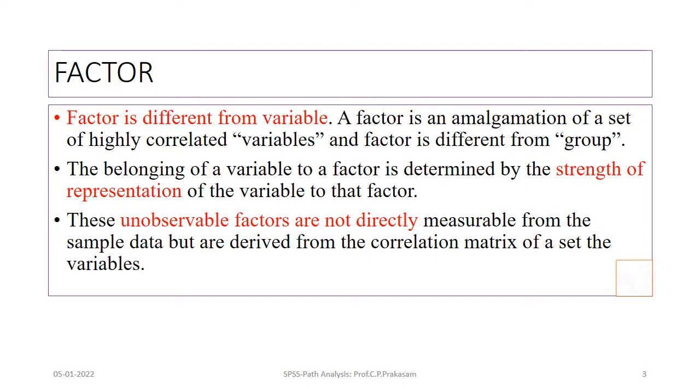What is a factor? A factor is different from a variable. A factor is an amalgamation of a set of highly correlated variables, and a factor is different from a group. The belonging of a variable to a factor is determined by the strength of representation of the variable in that factor. The strength will be decided on the basis of some mathematical formulas and other things. The unobserved factors are not directly measurable from the sample data, but are derived from the correlation matrix of a set of variables.